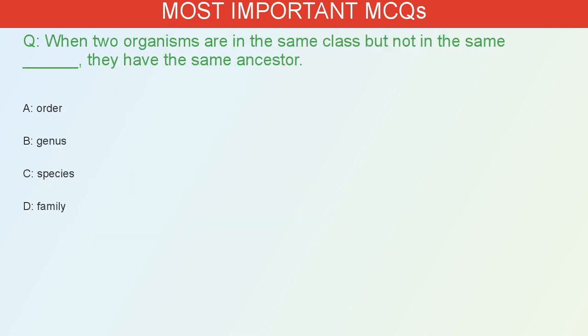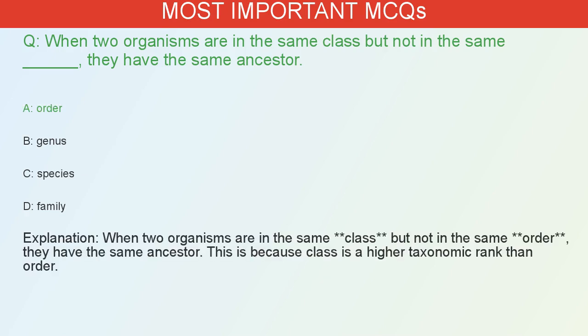When two organisms are in the same class but not in the same ___, they have the same ancestor. A. Order. B. Genus. C. Species. D. Family. The correct answer is A. When two organisms are in the same class but not in the same order, they have the same ancestor. This is because class has a higher taxonomic rank than order.